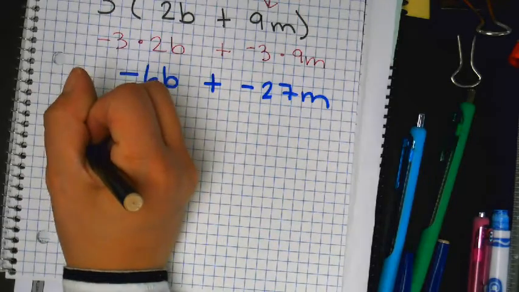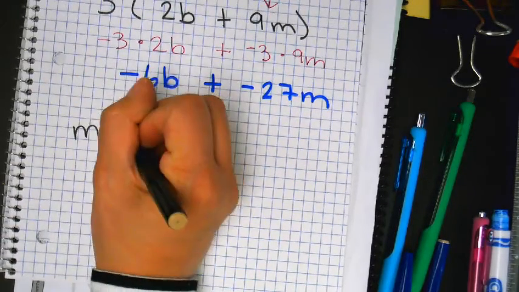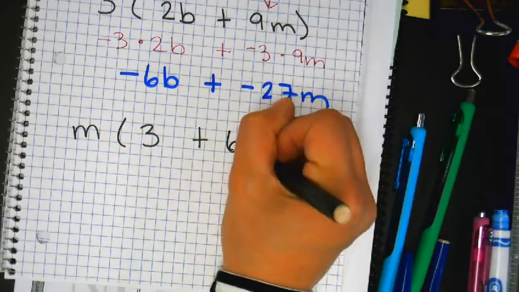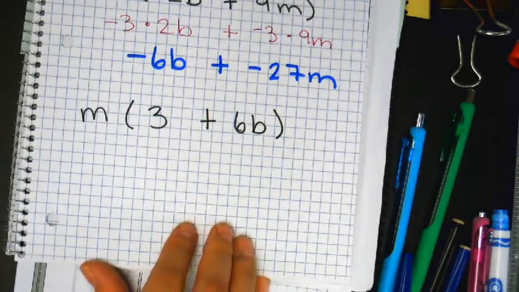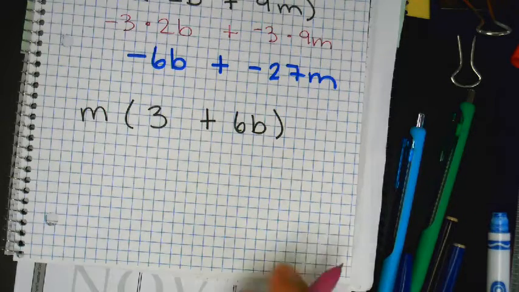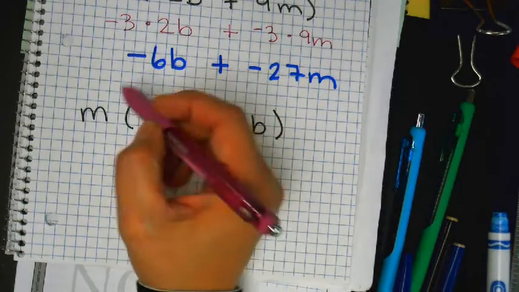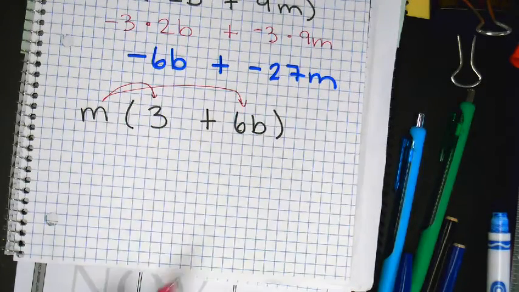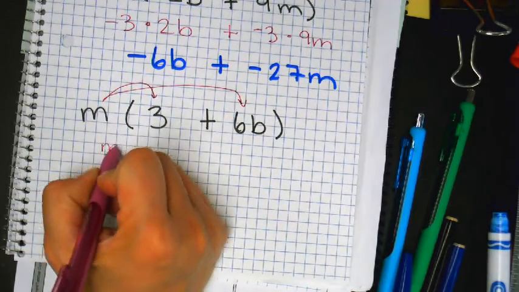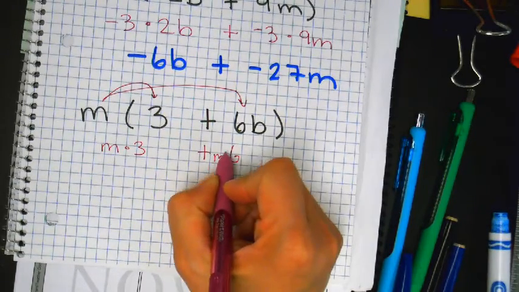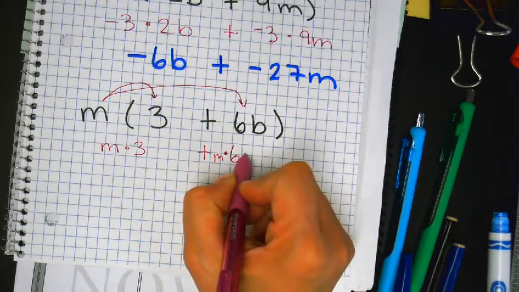All right. What if I go m times 3 plus 6b? What am I distributing now? Candy. M. Yep. So you're distributing the m, and sometimes you can distribute a variable. So we have m times 3 plus m times 6b.